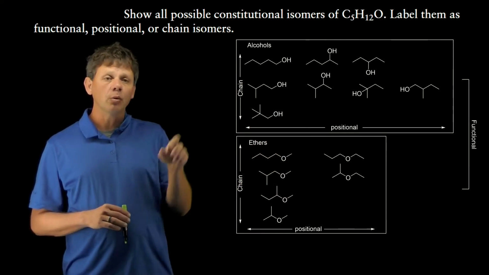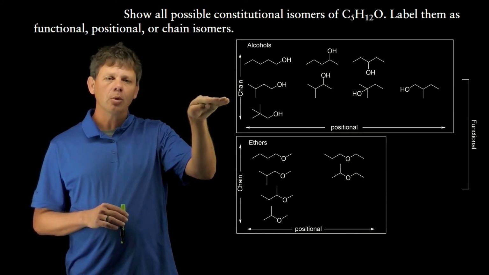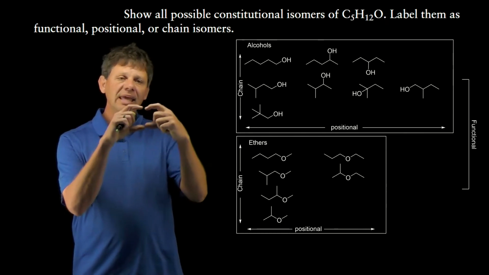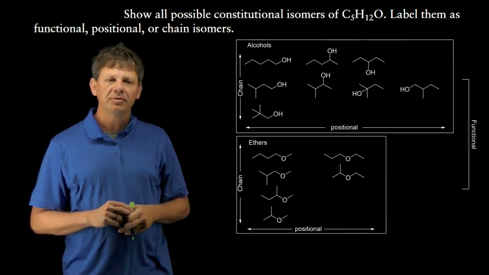And now we move the hydroxyl group from the 1st carbon to the 2nd carbon to the 3rd and then to the 4th. And so we see that the top row of alcohols relative to the middle row of alcohols are chain isomers because our chain is shortened. Within each row, we've moved the hydroxyl group, so those are positional.